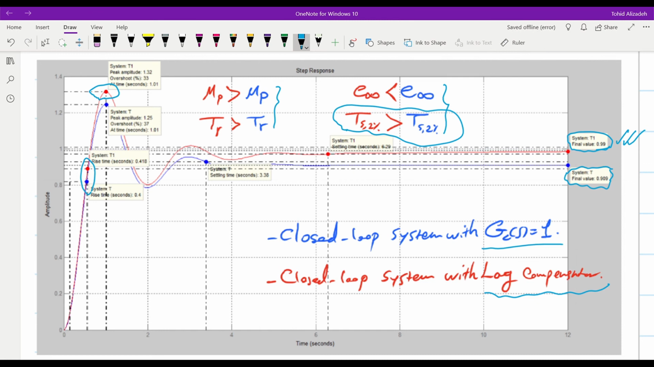And I hope you remember this from the root locus approach. Over there, when we had the PI controller, or even with the lag compensator, the resulting settling time would be bigger than using the proportional controller. And that's because the closed loop system will have a pole which is pretty close to the origin, and that behaves quite slowly.